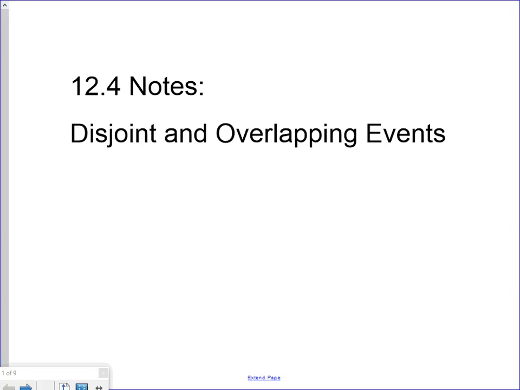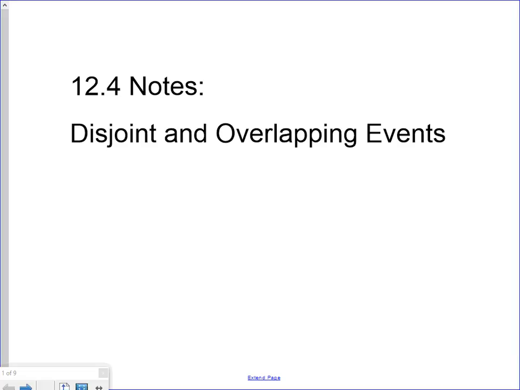Okay, we've got our 12.4 notes. We're dealing with the probability of disjoint and overlapping events. So if you haven't already, make sure you've gone and printed out a copy of the notes. So you just have to fill in the examples and the notes there.